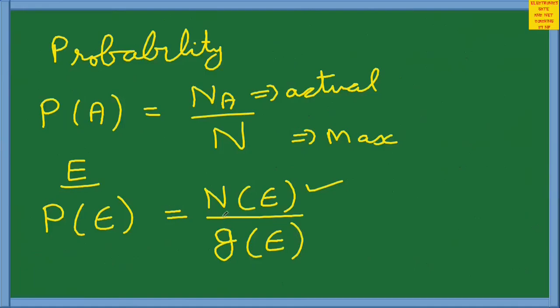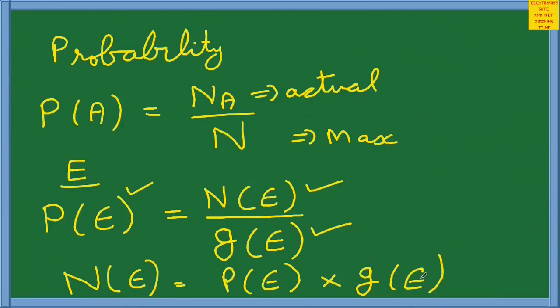Now if we know the probability and density of state, using that we can find the actual number of electrons present in that energy level. That is N of E is equal to P of E into G of E. So if we know the probability of finding an electron in a particular energy level E and the density of state for that energy level E, then P of E into G of E will give the actual number of electrons present in that energy level E.